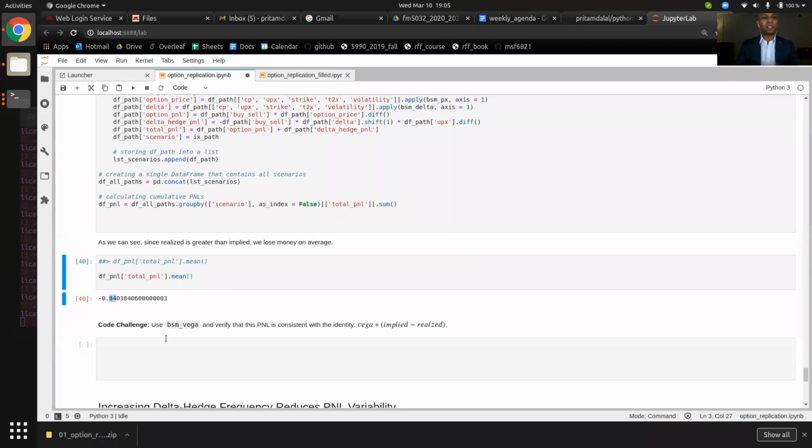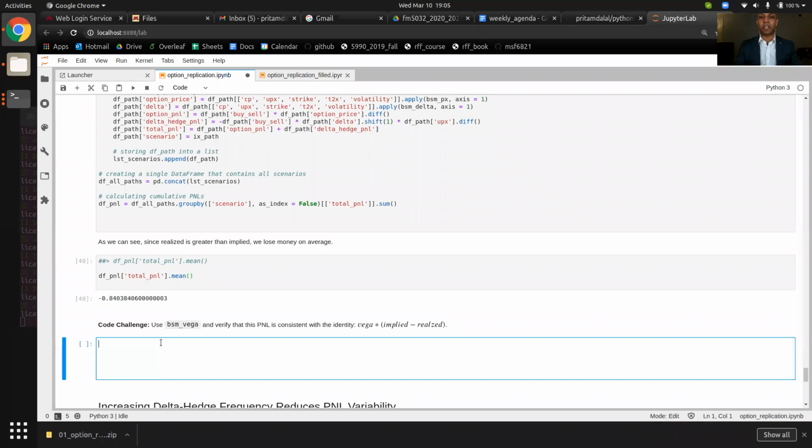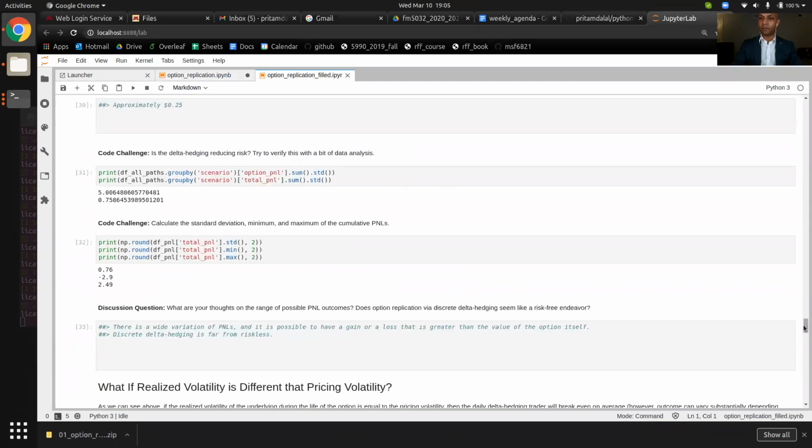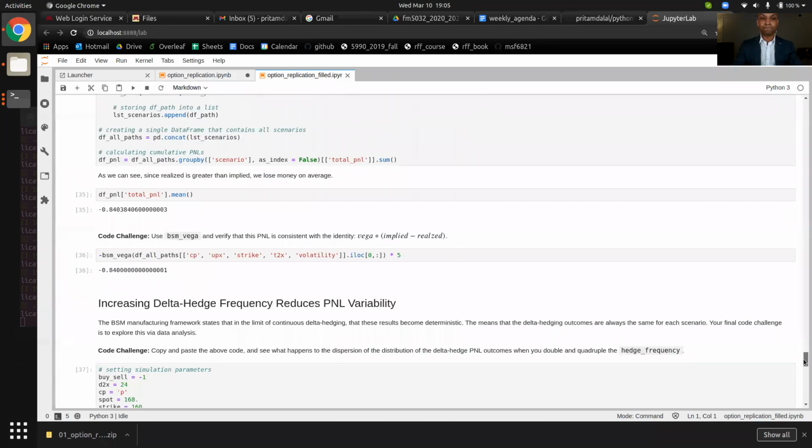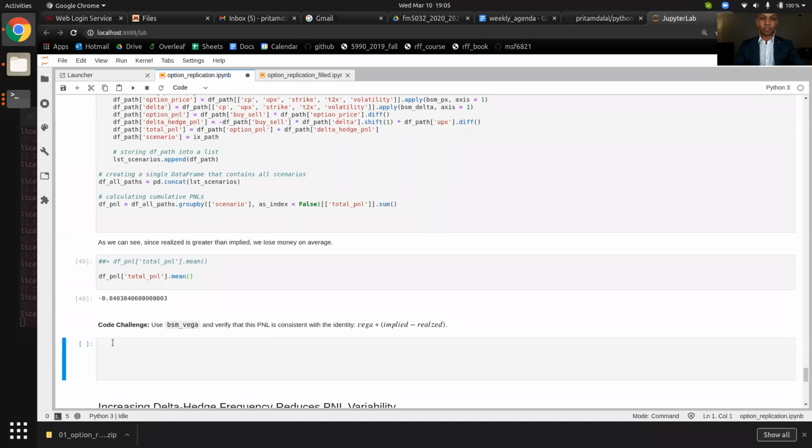Okay, so this code challenge, I don't know why I left it as a code challenge, but I just want to actually demonstrate this, and I don't ever remember what the code is. So let's look at a couple things here.